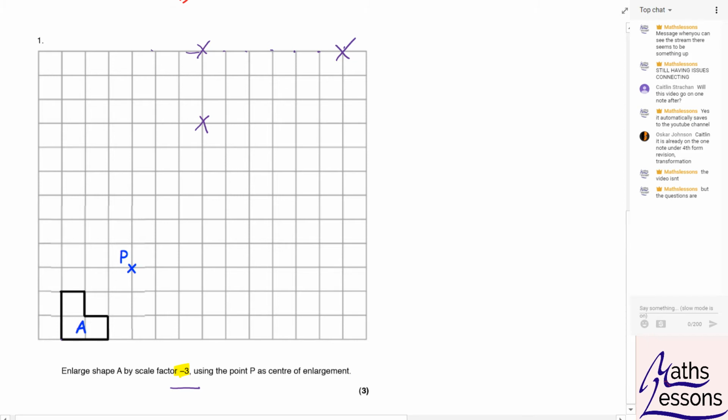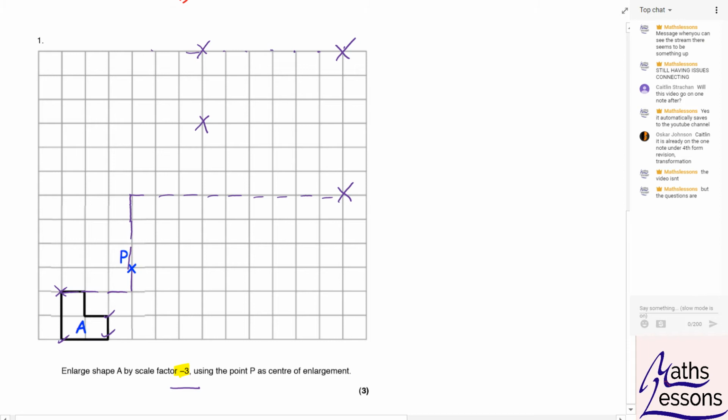Now I'm going to do this point. I've done that point, and I've done that point, I've done that point. I'm going to do this point now. I'm going to go 1 down, 1, 2, 3 across. So I need to times this by 3. So I'm going to go 1, 2, 3 up, and then I'm going to go 9 across. And it's obviously going to be level with here, isn't it? 1, 2, 3, 4, 5, 6, 7, 8, 9 across.